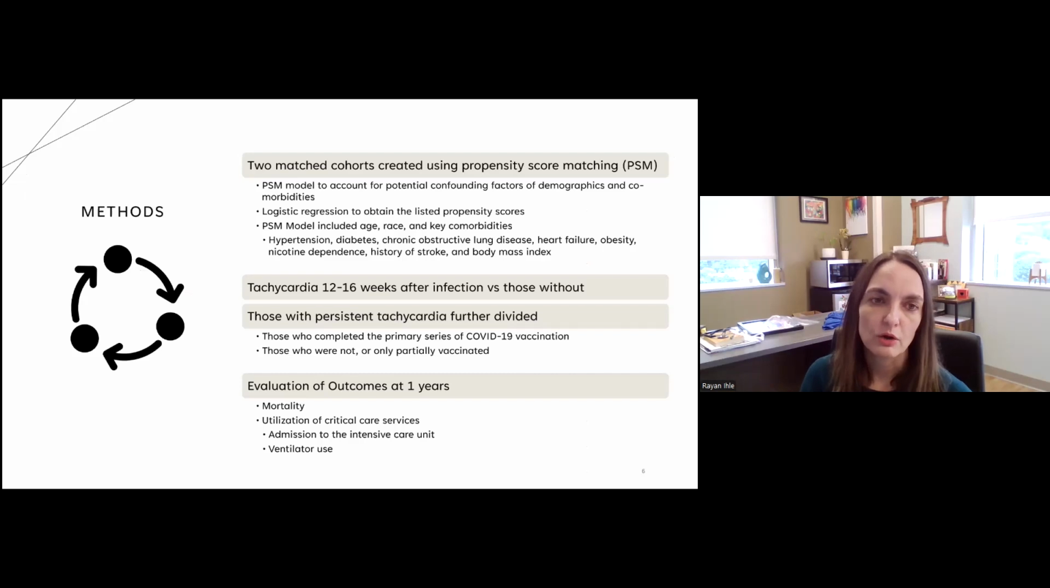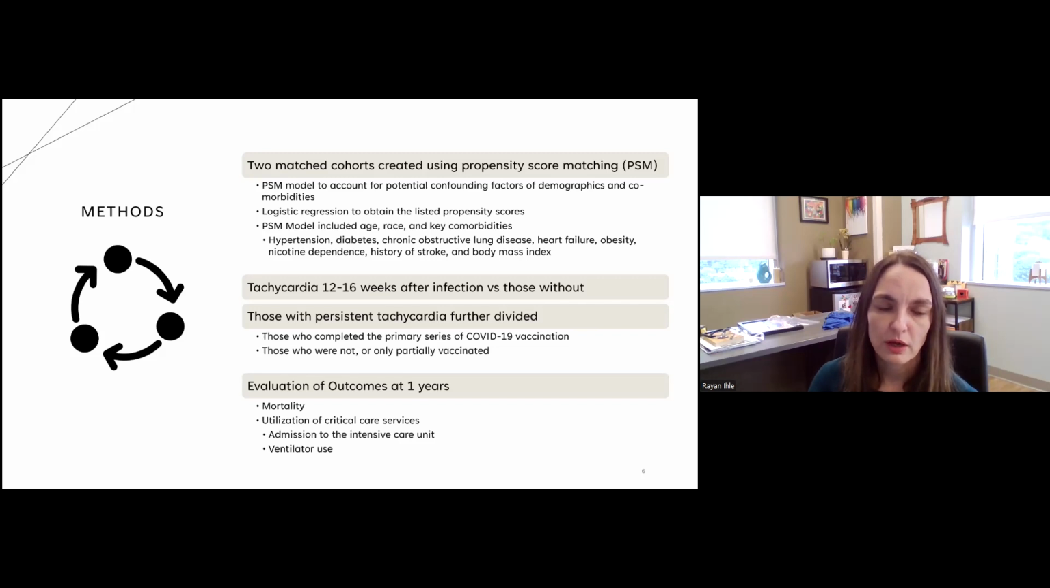We then took our cohort of patients and created a propensity score matched cohort to account for potential confounding factors of demographics and comorbidities. We used those propensity matched cohorts to do a logistic regression to obtain propensity scores, and then our model included age, race, key comorbidities, including hypertension, diabetes, COPD, heart failure, obesity, nicotine dependence, a history of stroke, and body mass index.